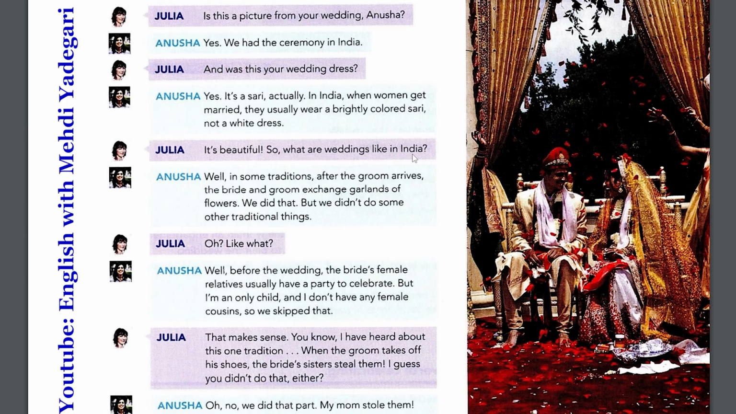So, what are the weddings like in India? Well, in some traditions, after the groom arrives, the bride and groom exchange garlands of flowers. توی بعضی از سنت‌ها بعد از اینکه داماد میرسه، عروس و داماد دسته‌های گل به هم دیگه میدن. Exchange یعنی رد و بدل کردن. Garlands of flowers دسته‌های گل. We did that. ما اون کارو کردیم. But we didn't do some other traditional things. ولی کارهای سنتی دیگه انجام ندادیم. Oh, like what, Mr. Chi? Well, before the wedding, the bride's female relatives usually have a party to celebrate.